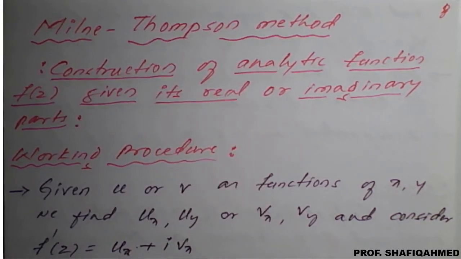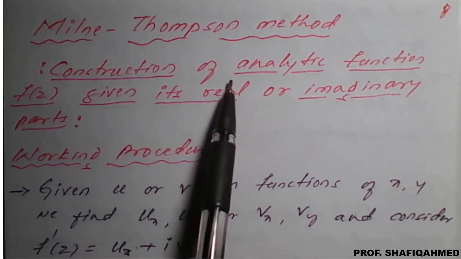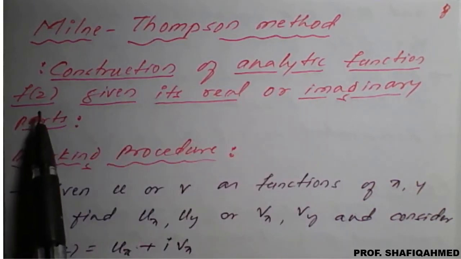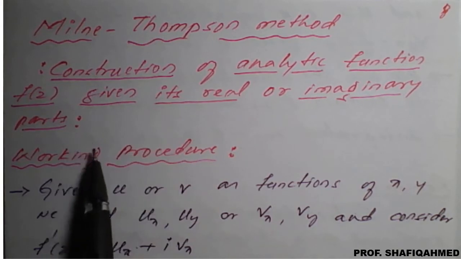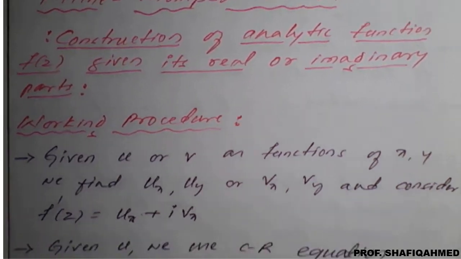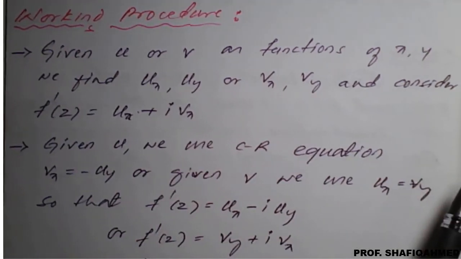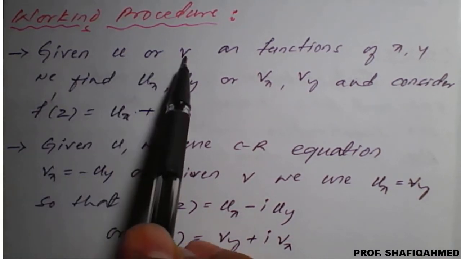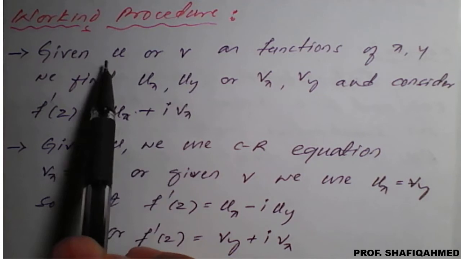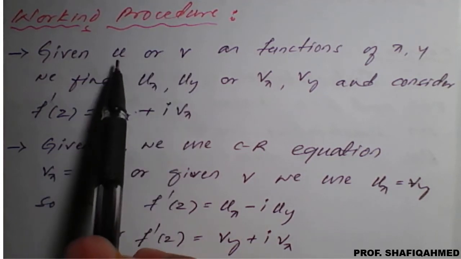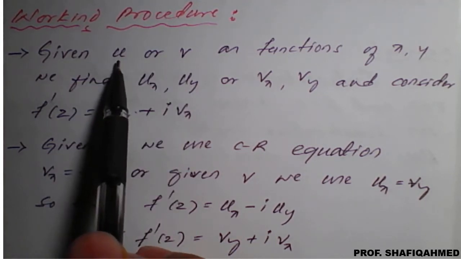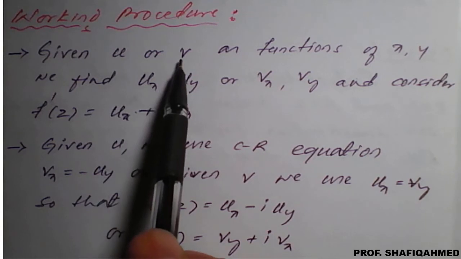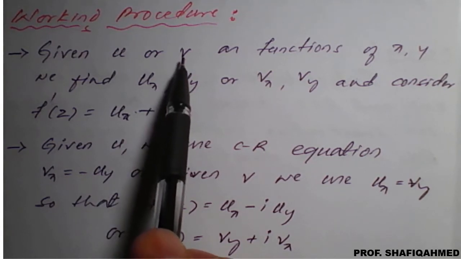So the working procedure for this construction of analytic function f of z, given its real or imaginary part, we'll see one by one now. Working procedure: given u or v, means they will give in the question either u or v, or instead of u they may use the word real, or instead of v they may use the word imaginary.